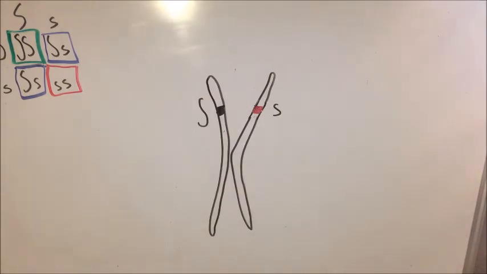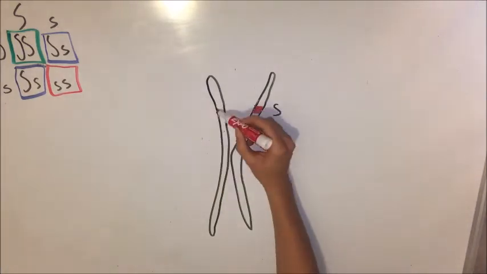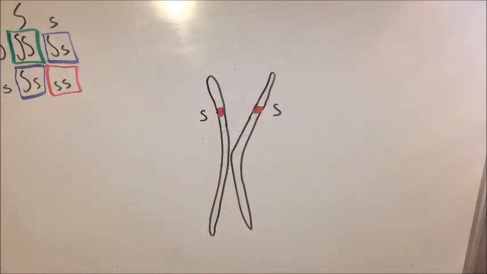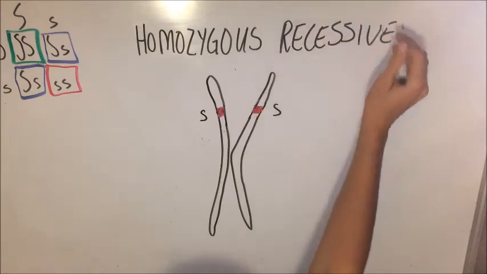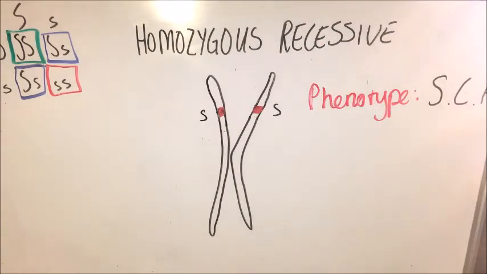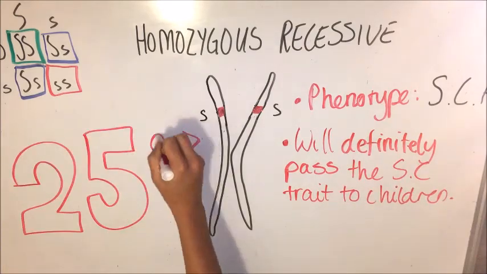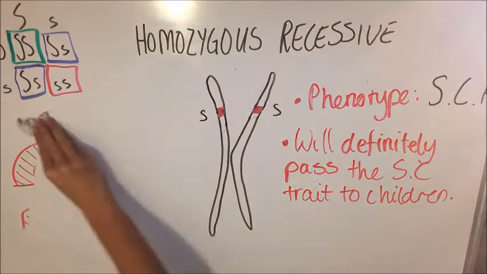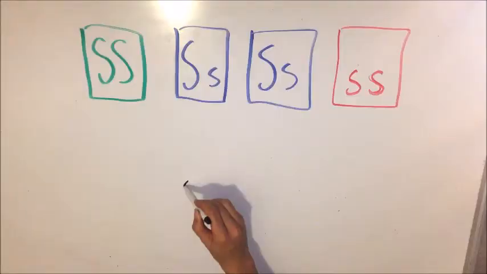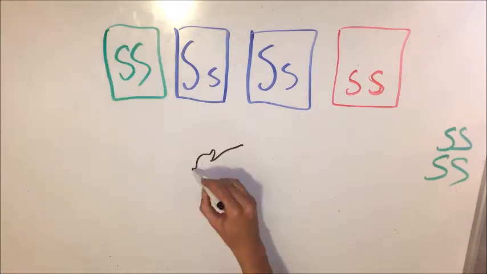The third possibility is that your child will have sickle cell anemia. This is because they are homozygous recessive, and as there is no dominant trait to block out the recessive trait, it means that the recessive trait shows through, which is sickle cell anemia. They will definitely pass on the sickle cell trait to their children, and there is a 25% chance of this happening.